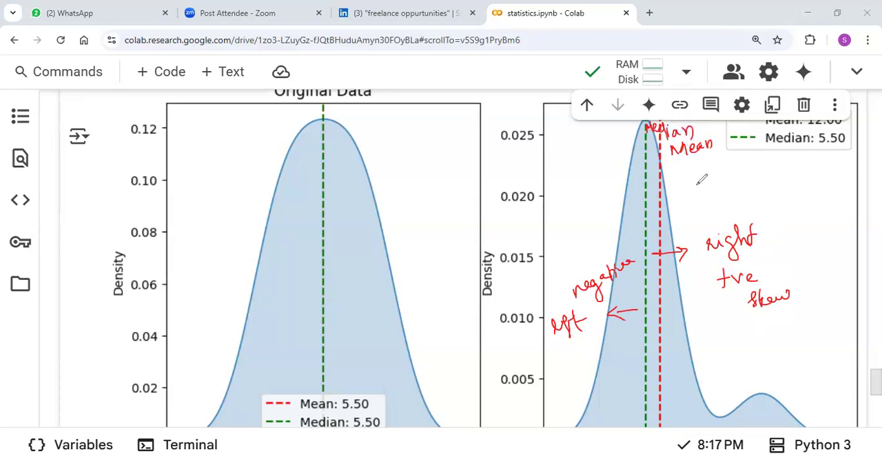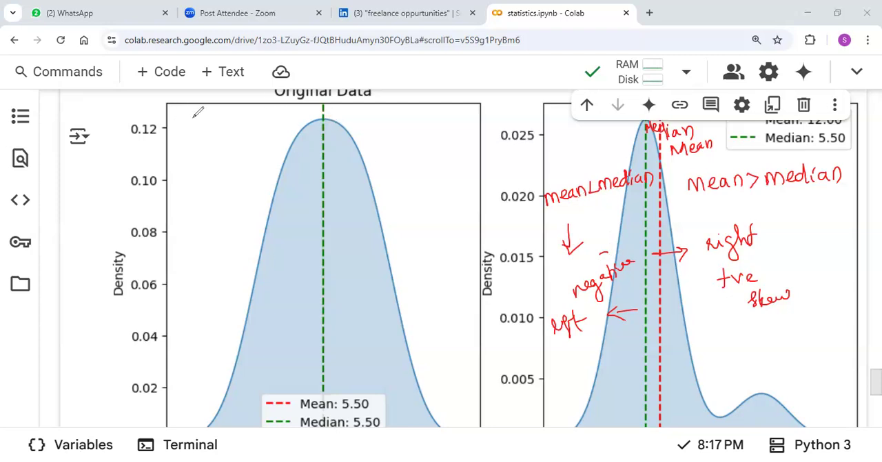Where the mean is greater than the median, you have right skewness. Here, when the median is greater than the mean, which means the mean is lesser than the median, that is negative skewness. Your mean value would be lesser than the median value in case of negative skewness.